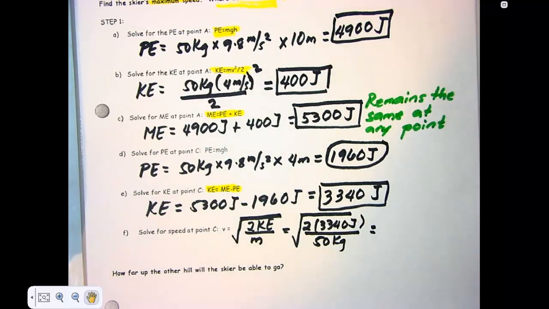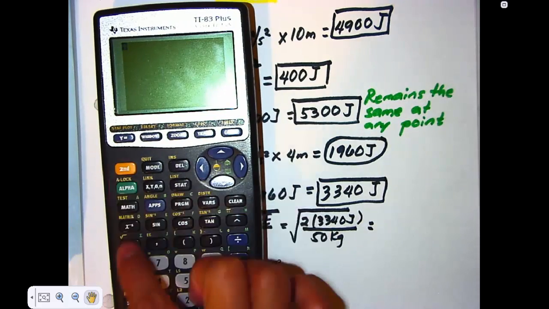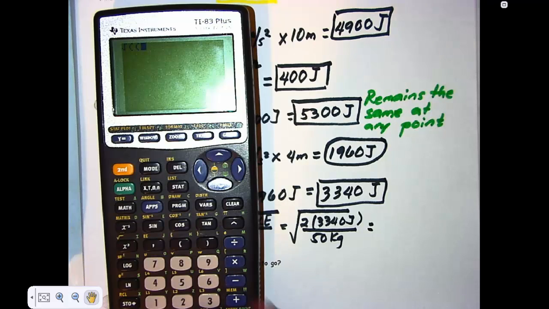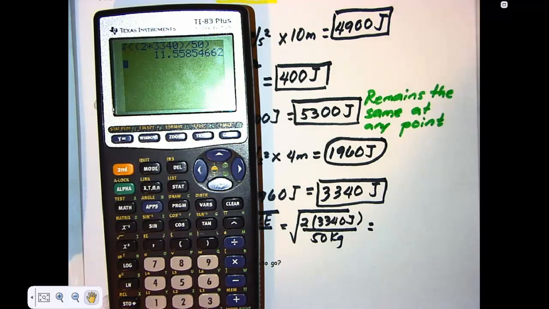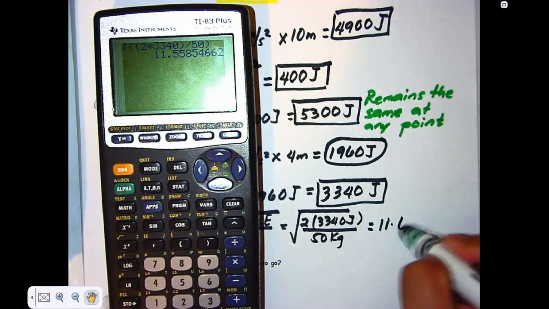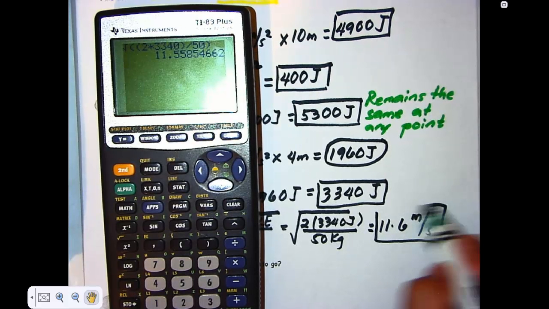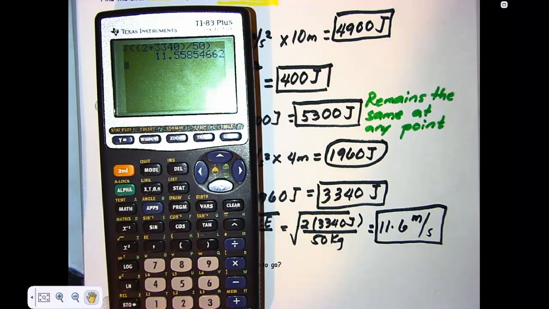Alright. So on your calculator, you will press second function x squared. Now open the parentheses again since we're multiplying on top. 2 times 3340, close the parentheses, divide that by the 50, now close it again. That will give you the square root of the whole thing, and the answer is 11.6 when we round that off to the nearest tenth. So 11.6, the unit for speed is meter per second. 11.6 is greater than 4 meters per second, so we know that that's the fastest speed at that point.